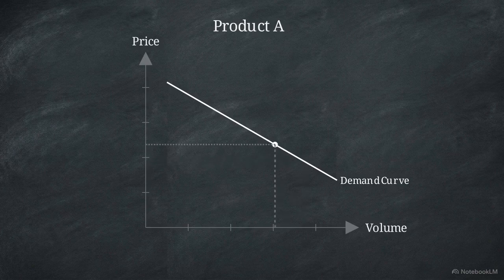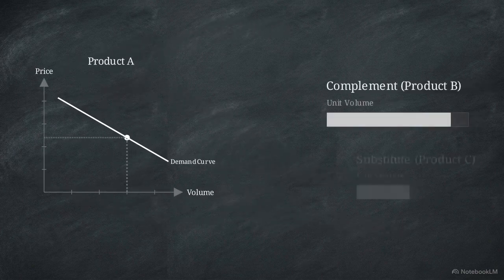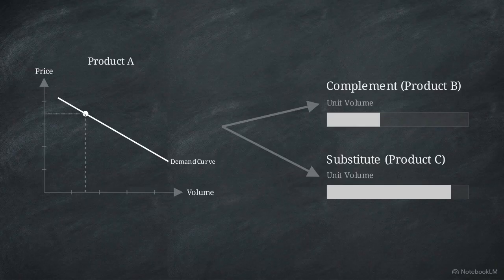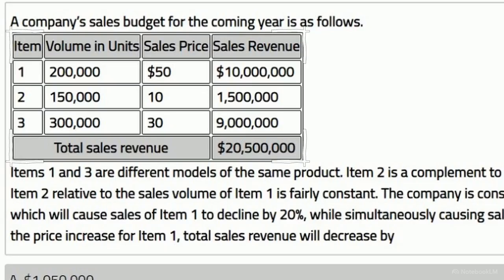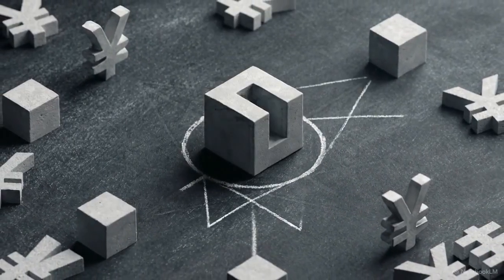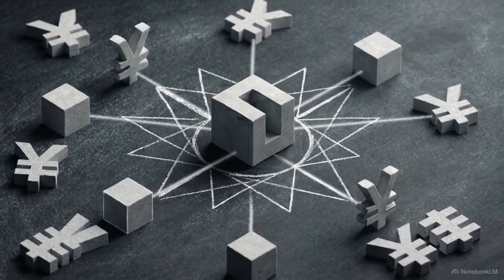As a product's price increases, its unit volume decreases. In a complex catalog, this expands into cross-product elasticity. Changing one price creates ripple effects, altering the sales volume of entirely different products. We can observe exactly how this behaves using a multi-product budgeting scenario. To accurately project total corporate revenue, an analyst must mathematically map these cross-product interactions before finalizing the budget.